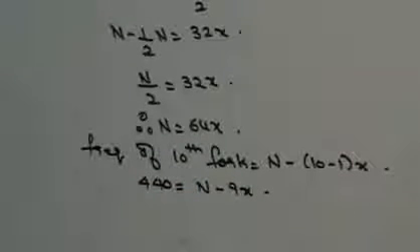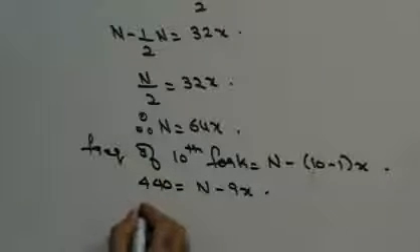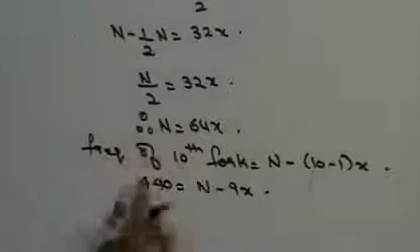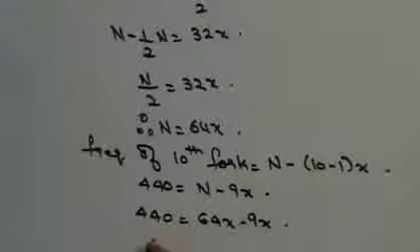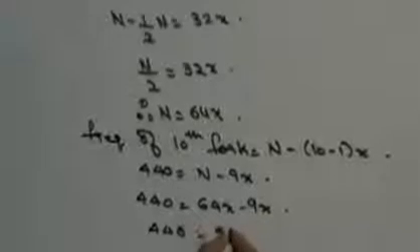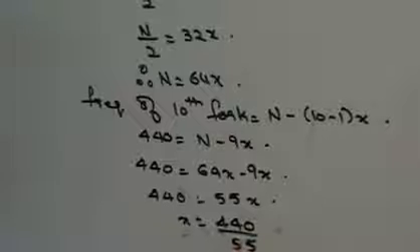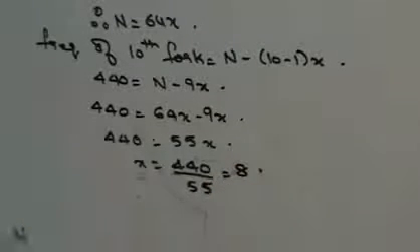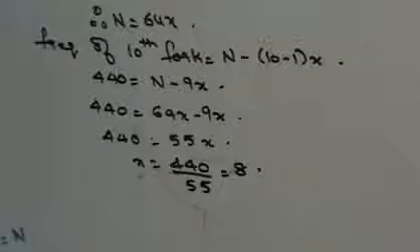440 is equal to n minus 9x, in which case n can be written as 64x. We just found out the value of n to be 64x. So you can say that 440 is 64x minus 9x, so 440 is equal to 55x. So x is equal to 440 upon 55, which I presume should be equal to 8. That means the forks are arranged in descending order and give 8 beats per second. Once I have this, I can find out whatever they've asked me.